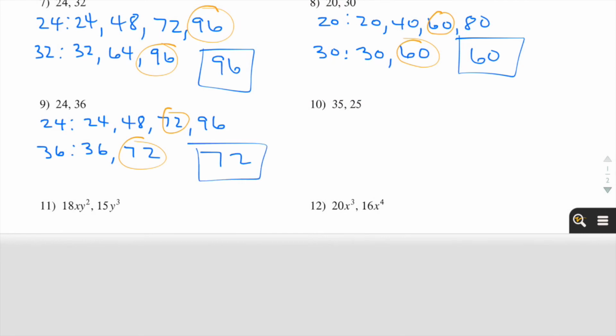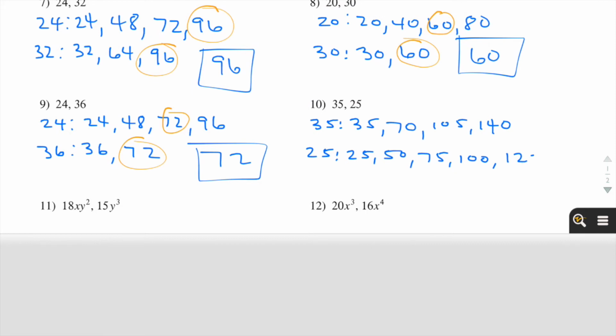Okay, number 10. Start with 35. We get 35, 70, 105, 140. Let's go ahead and stop there and see what we get for 25. So we get 25, 50, 75, 100. Nothing so far, so we have to continue. 125, 150, 175. Let's go ahead and stop there, see what we get back on 35. 140 plus 35 gives us 175, and that's where we get our least common multiple of 175.